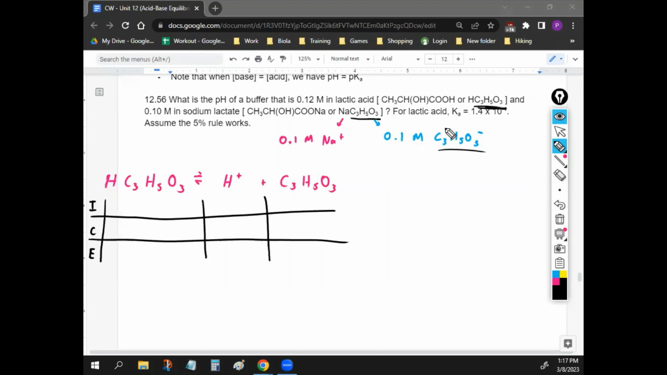You need to know those two solubility rules. All alkali metals are going to be strong electrolytes. Anything with NO3 minus, nitrate, is going to be a strong electrolyte. We talked about that in unit 4, and I'll bring it up during the review month.